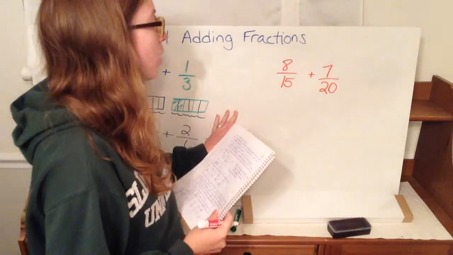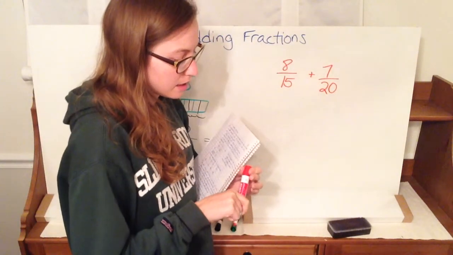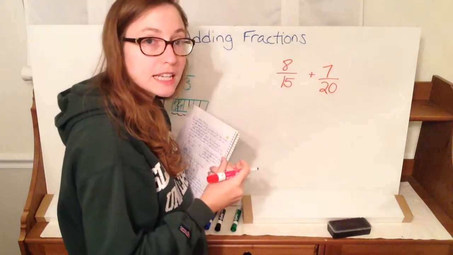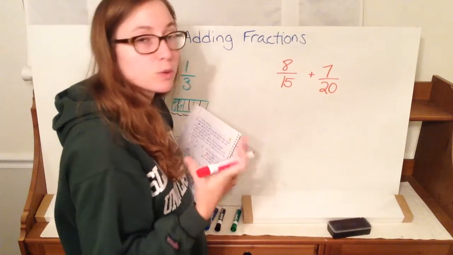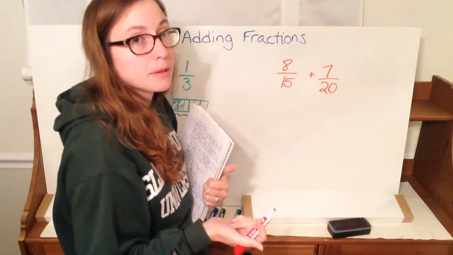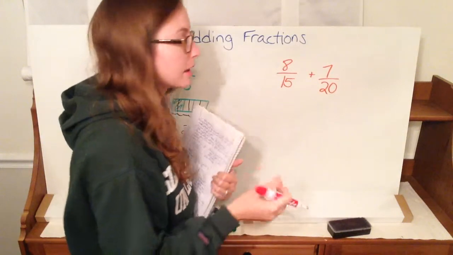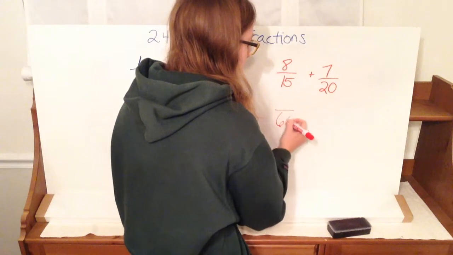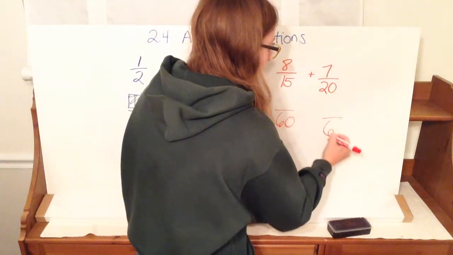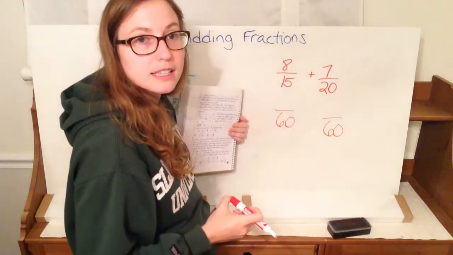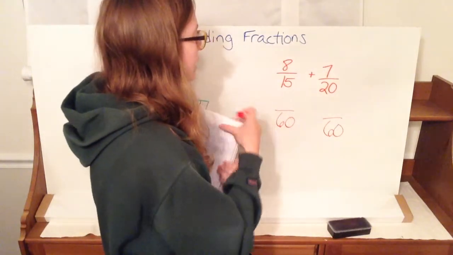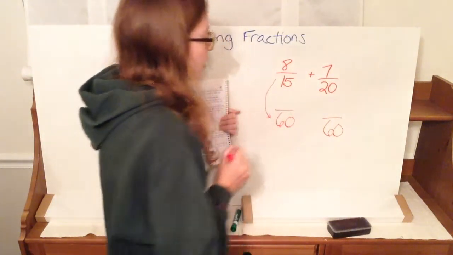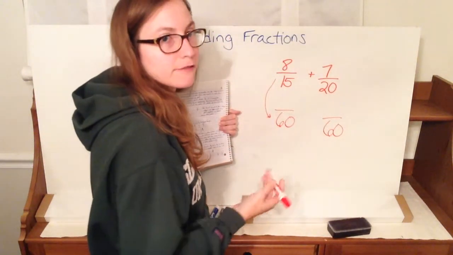So hopefully you have what you need to be able to figure out what the least common denominator will be between 15 and 20. If you don't, what you want to do is find the least common multiple of that. Take your time, work it out, get that done. I happen to know that it's 60. So they're both going to be 60 now. Okay? Now, what I need to ask myself is, how do I get there?